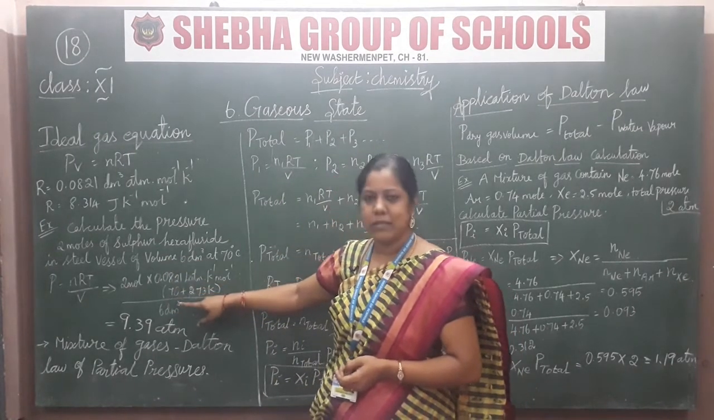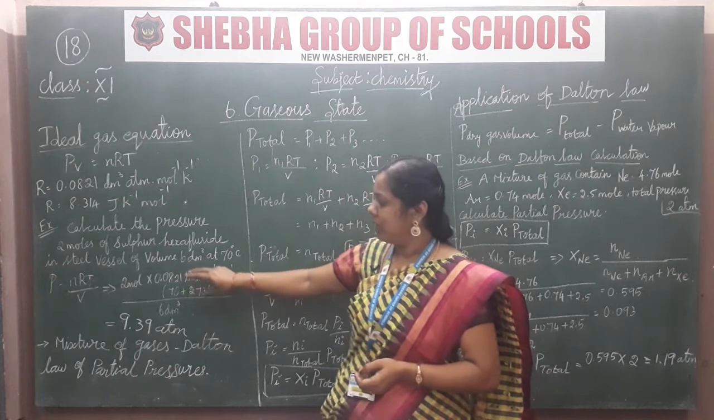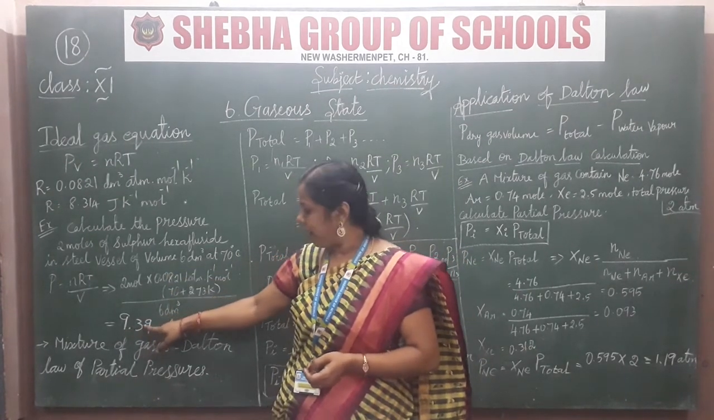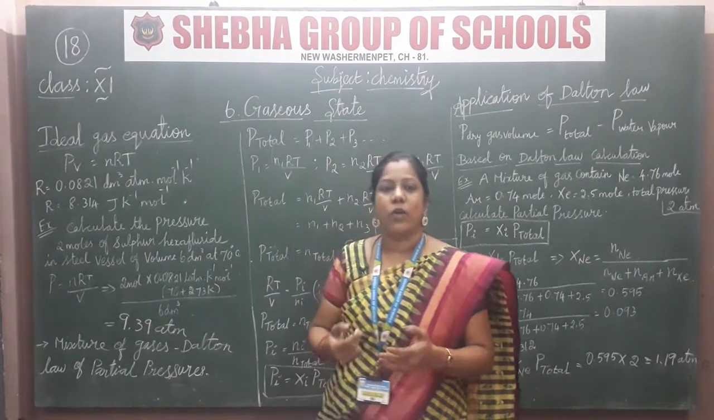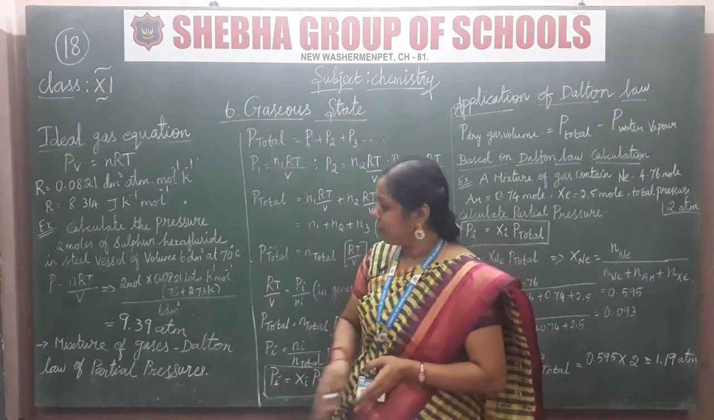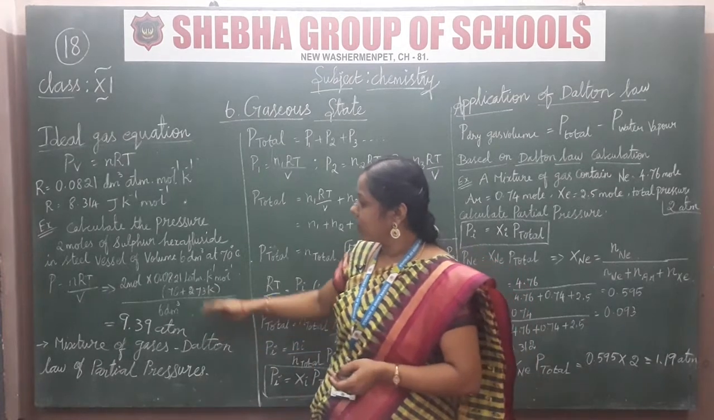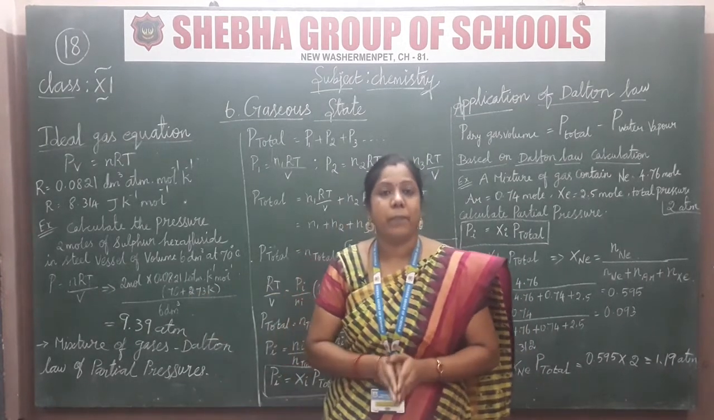Can you understand the substitutions? If you simplify this, we get 9.39 atm, that is atmosphere, that is the pressure. So for pressure we have to write atm. Don't forget. So this is the simple way to find the pressure.